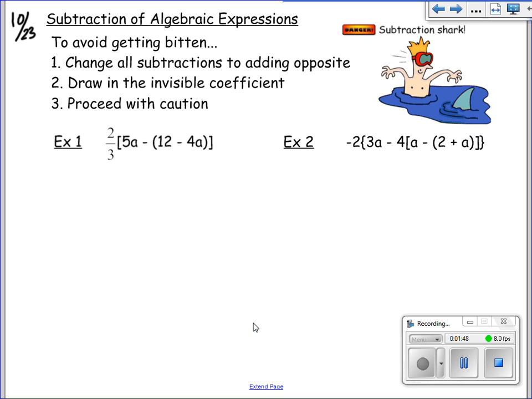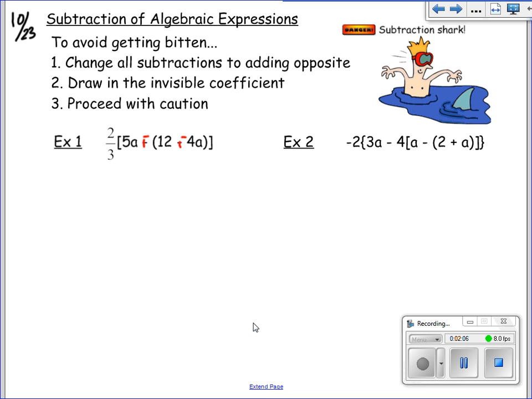Once you have the problem written, change your subtractions to adding the opposite. If you want to use your colored pen, you can, so it stands out to you. Change the subtraction to adding the opposite in each case. All right, so we just did step 1.